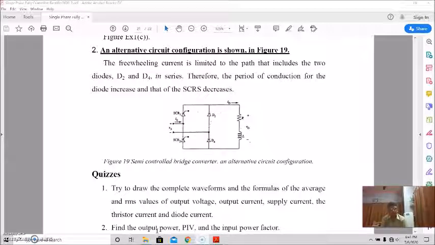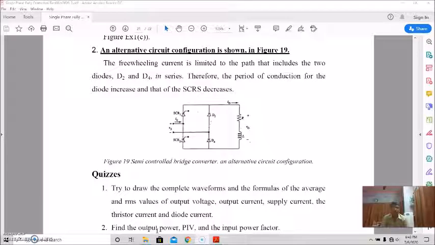One actually two parallel branches: one thyristor and one diode in series in one branch, and in another branch also similarly one thyristor and one diode in series. Basically we have thyristor 1 and diode 3 in series, and another branch was thyristor 2 and diode 4 in series.